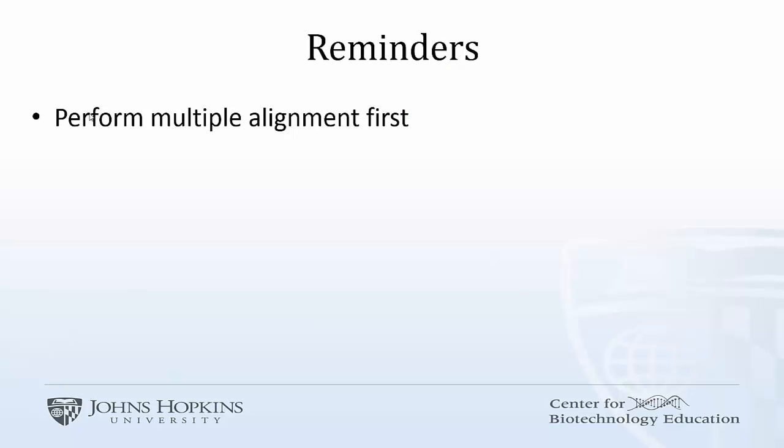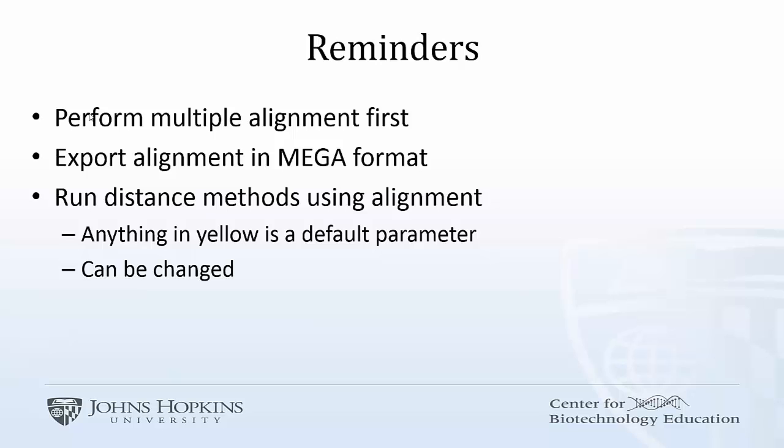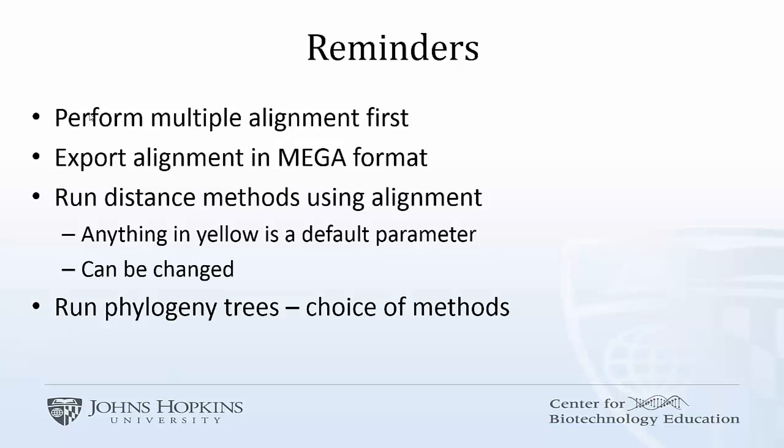Always do the multiple alignment first, and remember to export that alignment in Mega format. That's important before you use the distance methods or the tree building methods. Then run distance methods using the alignment. Remember, anything in yellow is a default parameter, so you can change, for instance, between Poisson correction and p distance. And you can also run phylogenetic trees, and you have a choice of methods. There are five basic methods that are incorporated into Mega.